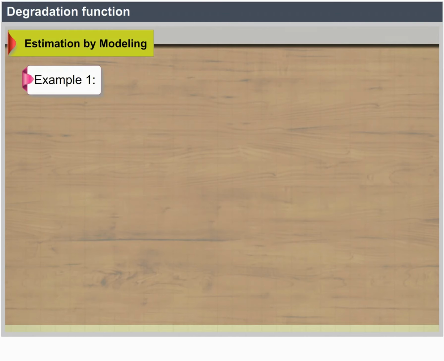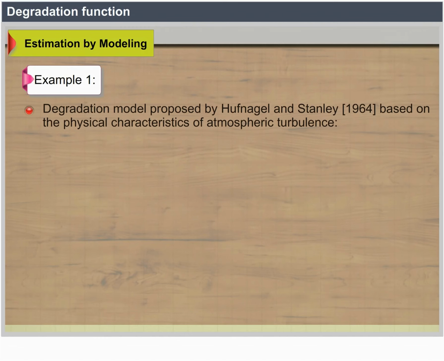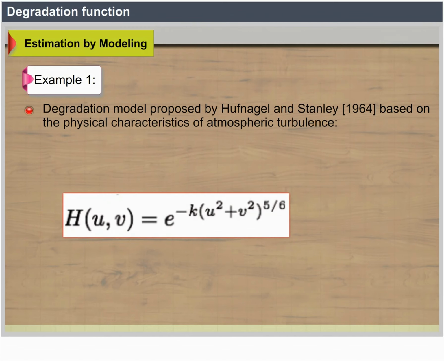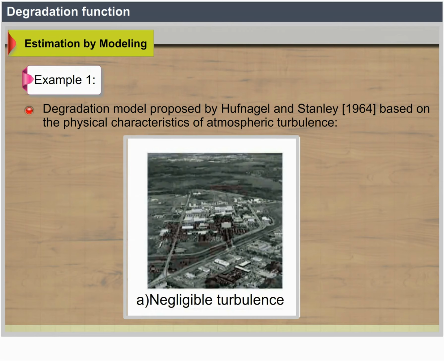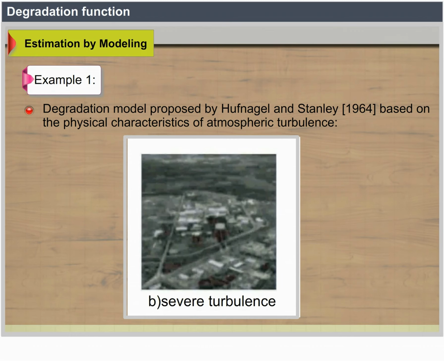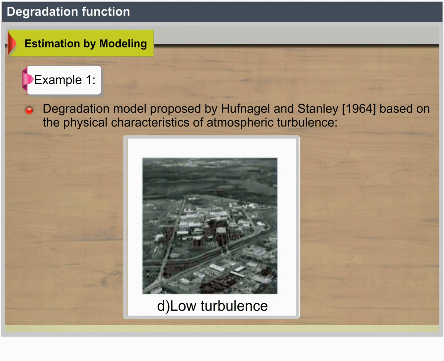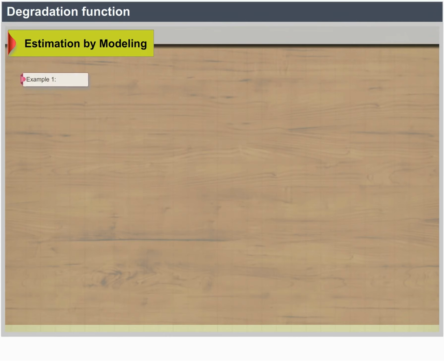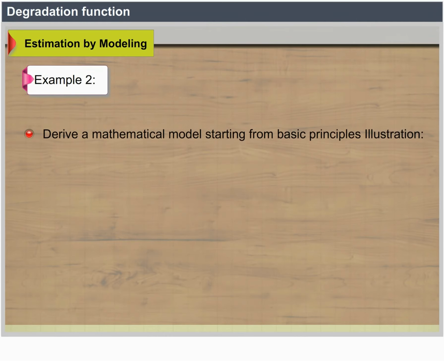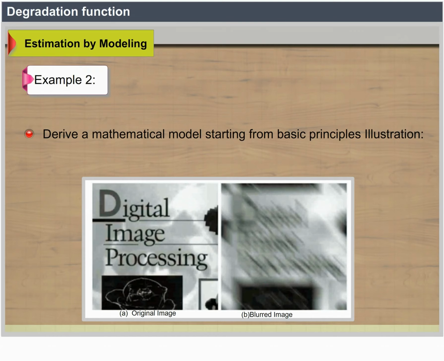Example 1. The degradation model proposed by Hufnagel and Stanley in 1964, based on the physical characteristics of atmospheric turbulence, is shown on the screen. In this figure, A stands for negligible turbulence, B severe turbulence, C mild turbulence, and D low turbulence. Example 2. Derive a mathematical model starting from basic principles.